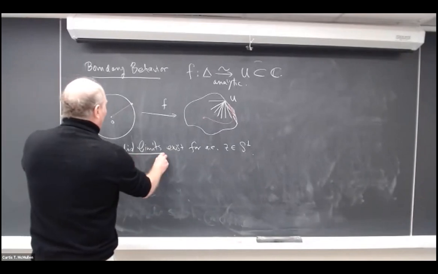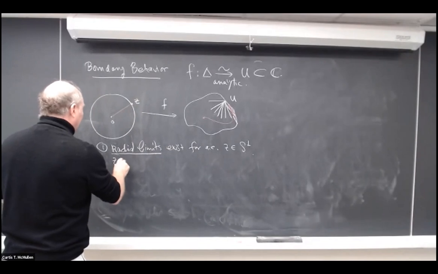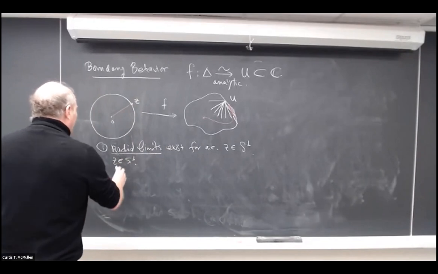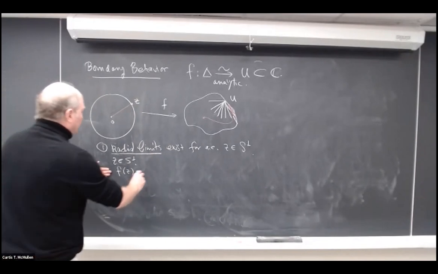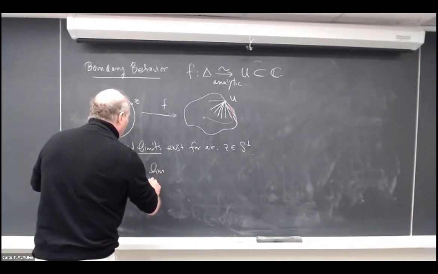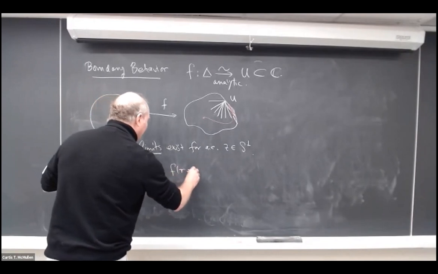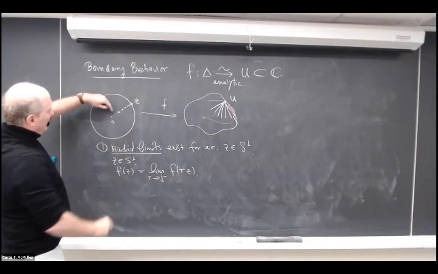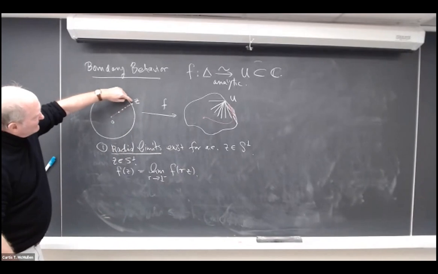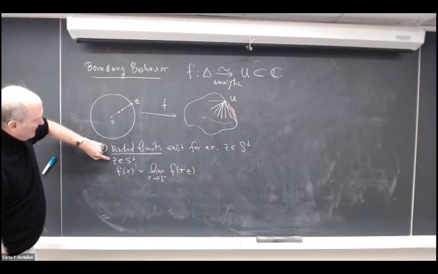And what I mean by this radial limit is, if we're given a point z on the circle, then the radial limit, which is what we would like to take for the value of f of z, is the limit as r goes to 1 from below of f of r times z. In other words, it's just the limit of the image of this sequence of points converging to the point z on the boundary. And the claim is that this limit exists for almost every point in the circle.